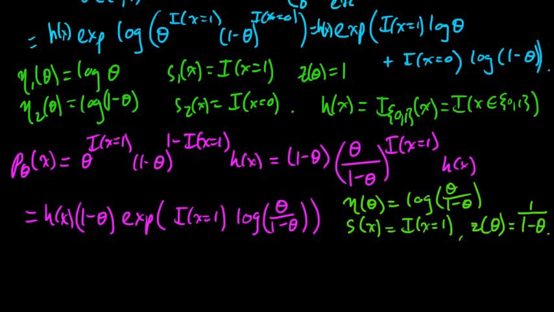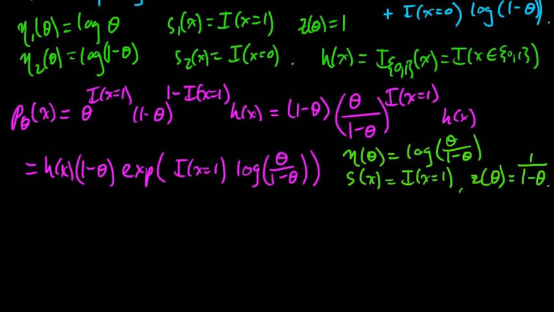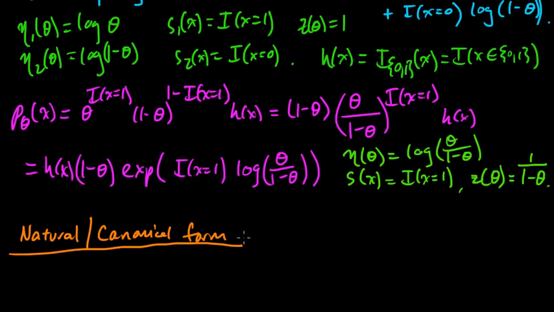Now let me mention, talking about the form, we say that an exponential family is in natural, or sometimes people say canonical, form if this eta function, actually the whole vector, like if it was eta 1, eta 2, eta 3, etc., is just the identity function. So eta of theta equals theta.